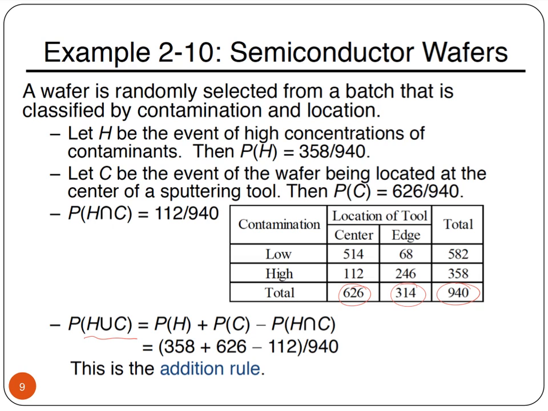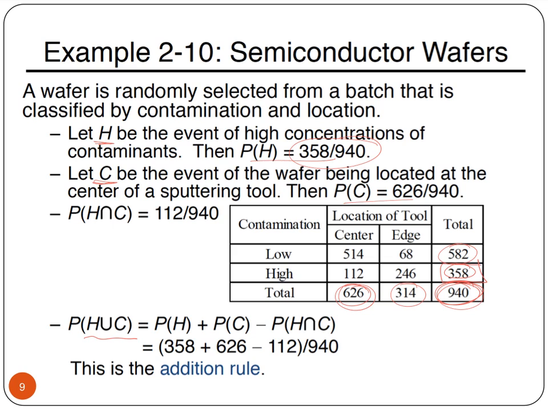Now, out of the 940, 358 were found with high contamination, and 582 were found with low contamination in the alloy itself, right? Now, if we want to calculate the probability of two different events, the event H, which defines that the wafer is highly contaminated, how many outcomes are in this event? There are 358. And how many total possible outcomes? There are 940. So the probability of H is equal to the division of those two numbers. Similarly, if we define C as the event that the wafer is tested at the center, how many are falling in this event? There are 626, and how many total? 940, and the probability of that event is equal to the division of the two numbers, right?